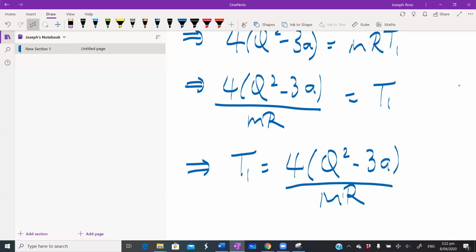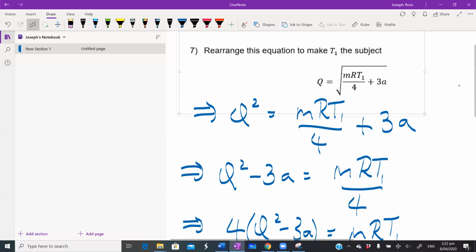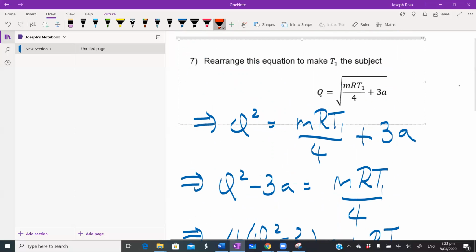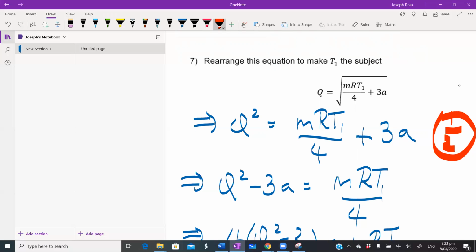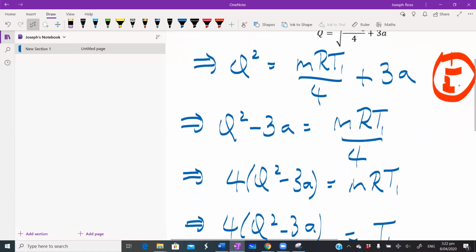And this is a three-mark question. So the first step was to square both sides. If you attempted to square both sides as the first step, that's half a mark. The second step was to move the 3A to the other side, although there are other ways that this could have been done. You could have, for example, multiplied the whole equation through by 4. As long as you remember to multiply the whole equation through by 4, that would be fine as well. And if you do that, you would get eventually a correct answer in a slightly different form.